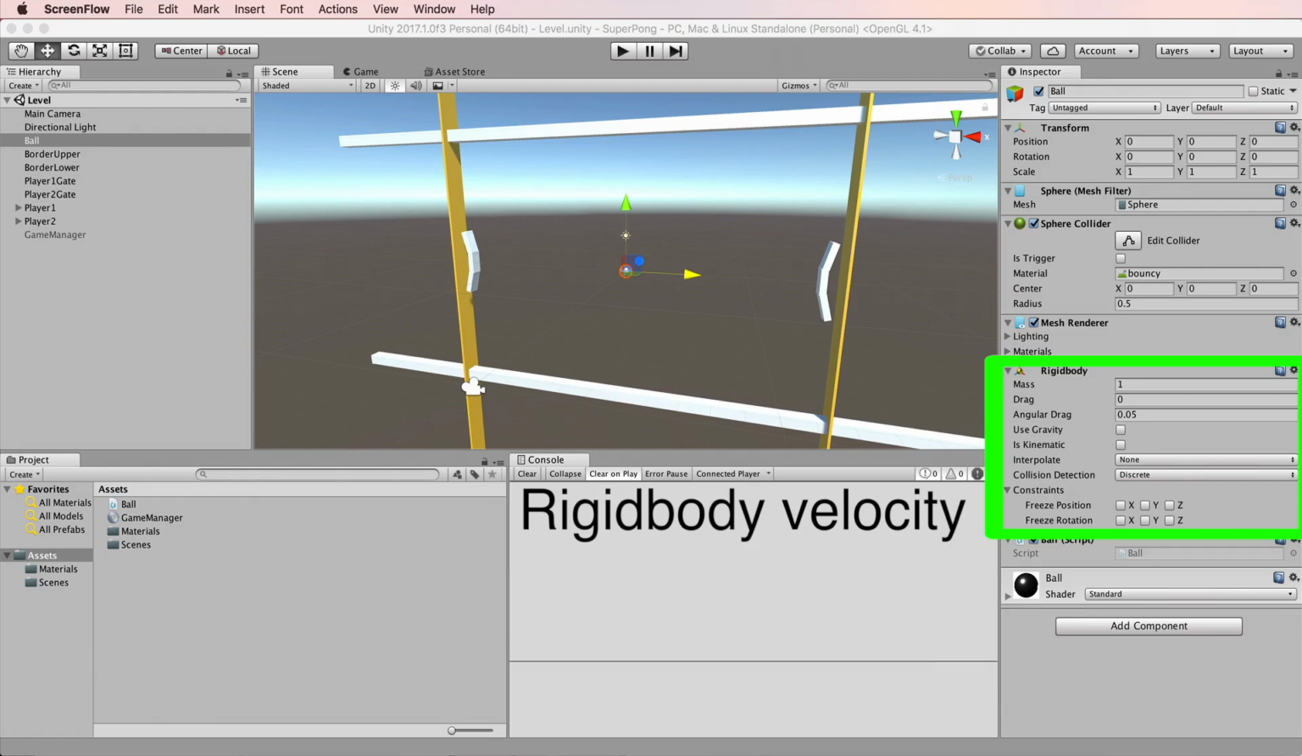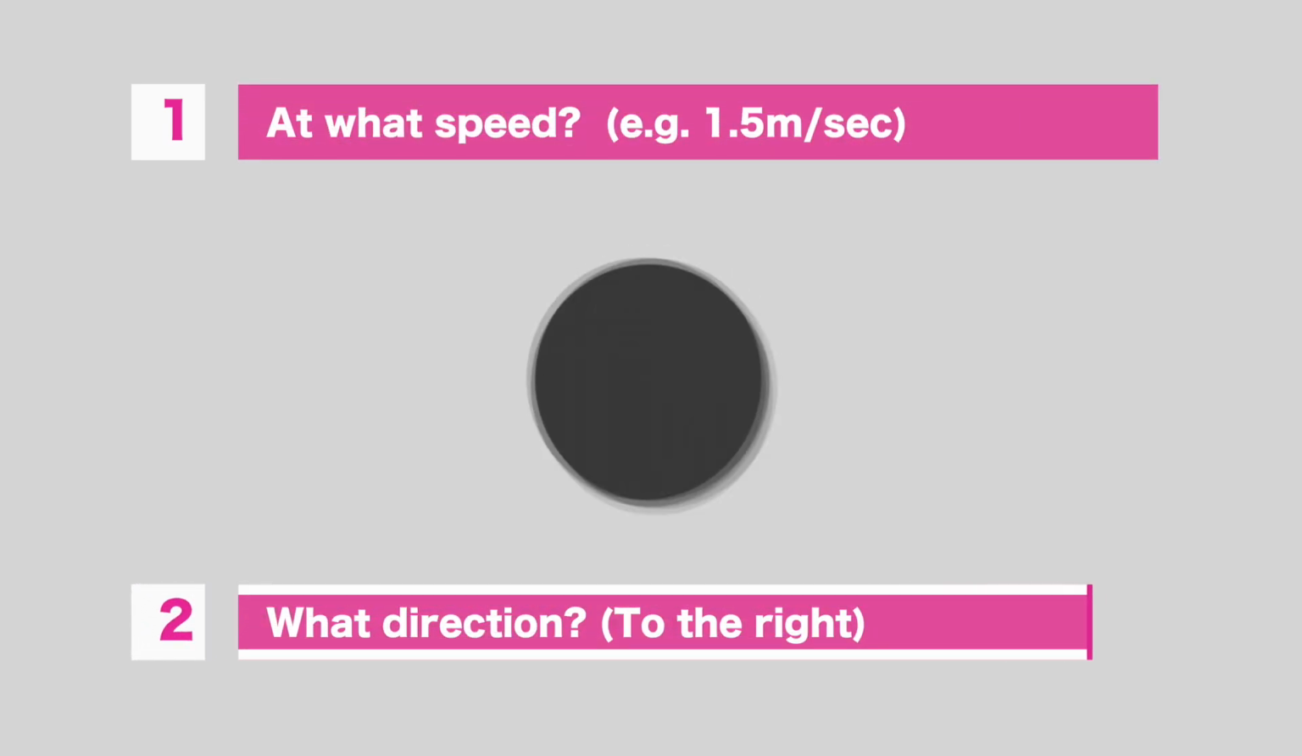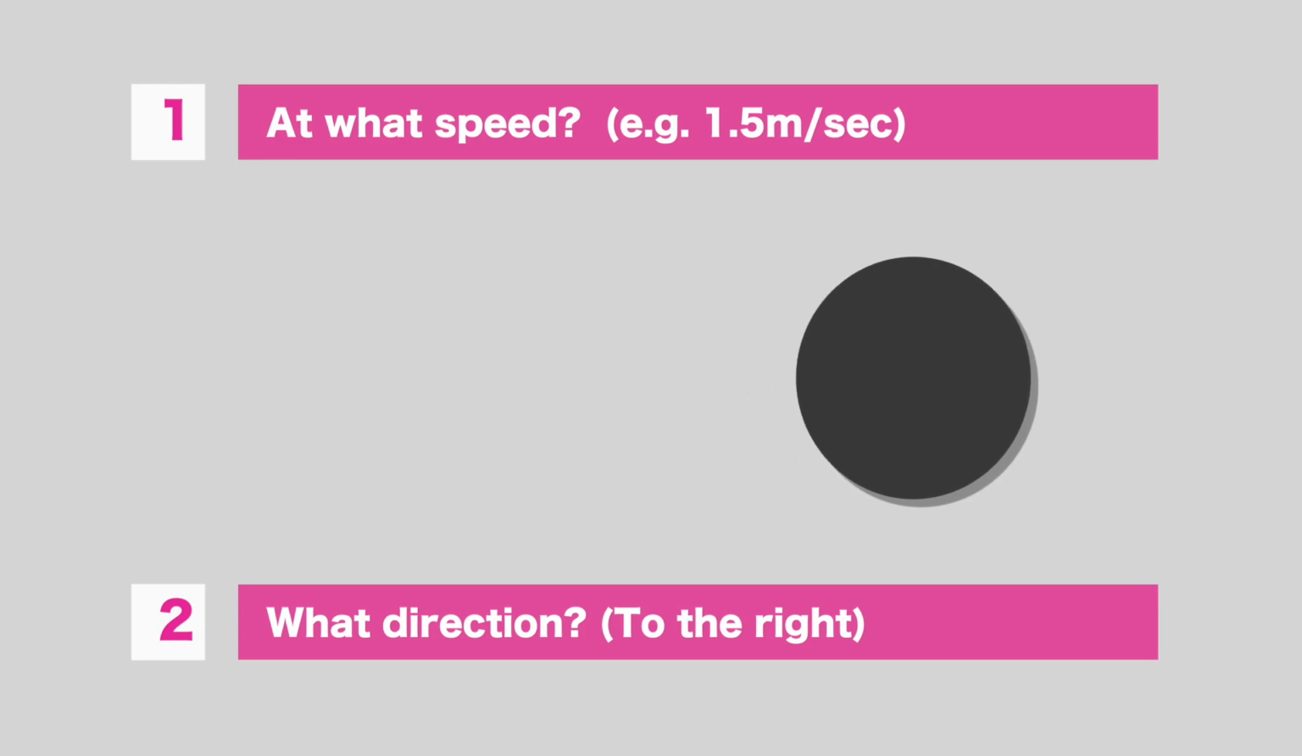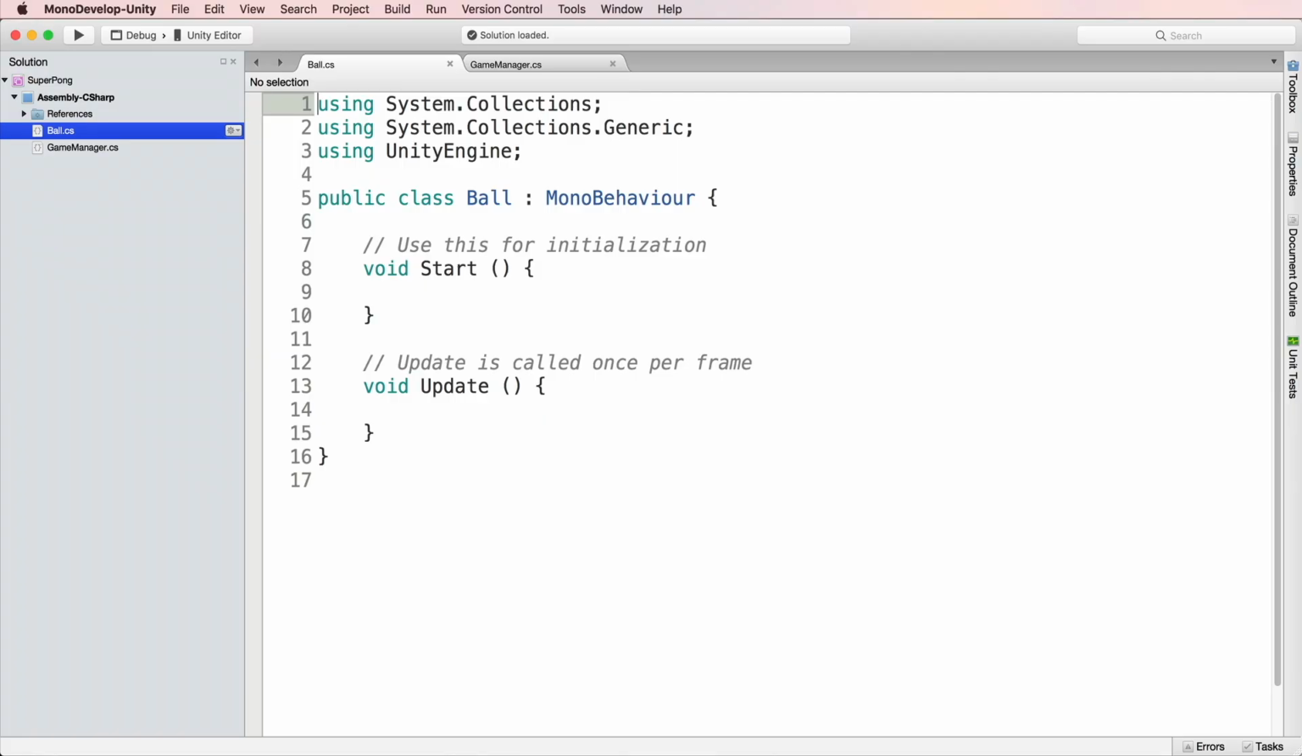Now let's plan a little bit what we are going to achieve. Main task: to make the ball move. For that we have to know at what speed it should move and in what direction. Let's say 1.5 meters per second and fly to the right. Now in MonoDevelop, let's draft our script.